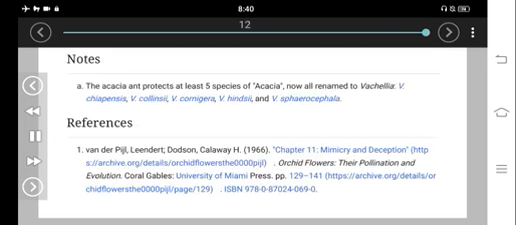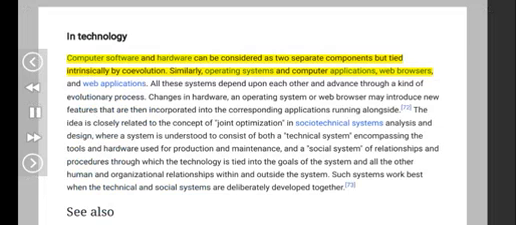In technology. Computer software and hardware can be considered as two separate components but tied intrinsically by coevolution. Similarly, operating systems and computer applications, web browsers, and web applications. All these systems depend upon each other and advance through a kind of evolutionary process. Changes in hardware, an operating system or web browser may introduce new features that are then incorporated into the corresponding applications running alongside.